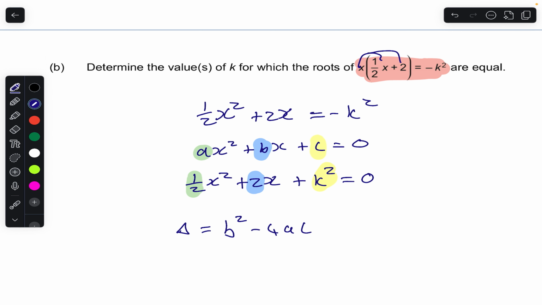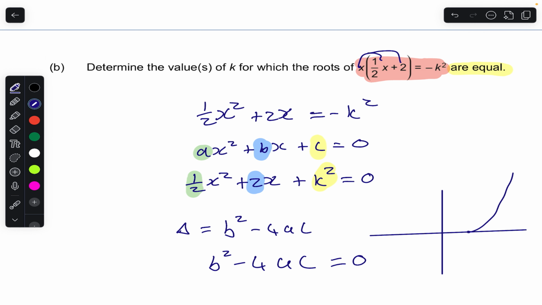So what is important about the discriminant for this specific question is that they want me to find the values of k so that my equation has equal roots. So for that to be possible, I need to put my discriminant, which is b squared minus 4ac, equal to 0. And graphically, this will be represented by a quadratic function that looks something like this. So it just means that my quadratic function will turn on only one point of the x-axis. I will only have one root or two equal roots.